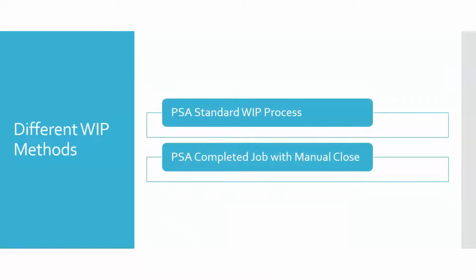There are a few different types of WIP in PSA. The two most common are the standard WIP process and the completed job method with manual close. Today for our session, we are going to focus on the standard WIP process. For more information on the other types of WIP, you can send an email to support and they will create a ticket for you.